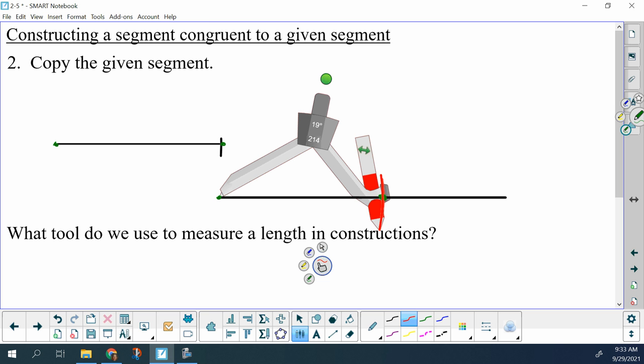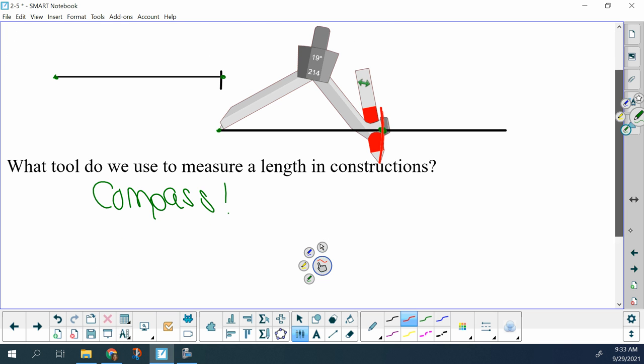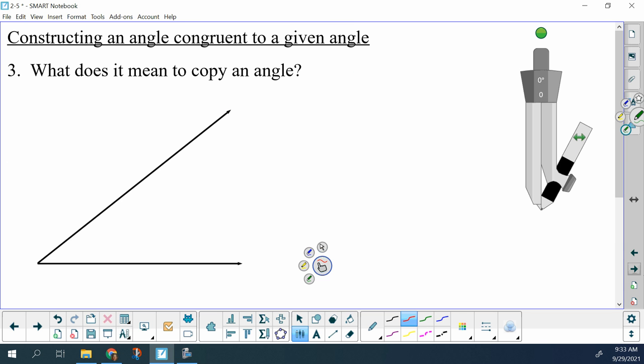All right, what tool do we use to measure length in construction then? Compass. No rulers are allowed. Why? Because back in the day, rulers. But that did not... Still fun.